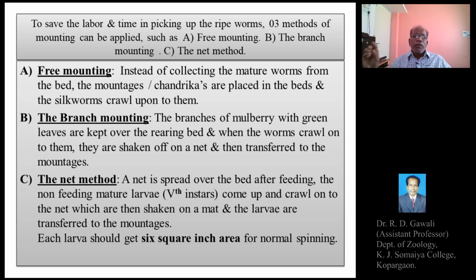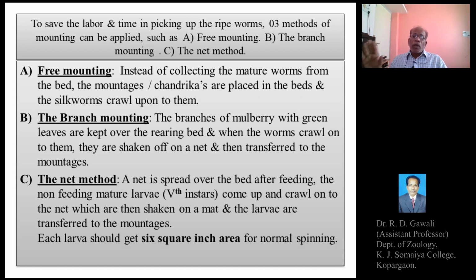So each larva should get 6 square inch area for the normal spinning. For the spinning activity, the larva requires a proper space so as to avoid the interference of the spinning activity by other neighboring silkworms, and that's why there should be a safe distance between the two larvae, and about 6 square inch area should be provided to each larva so as to spin the cocoon without any disturbance.